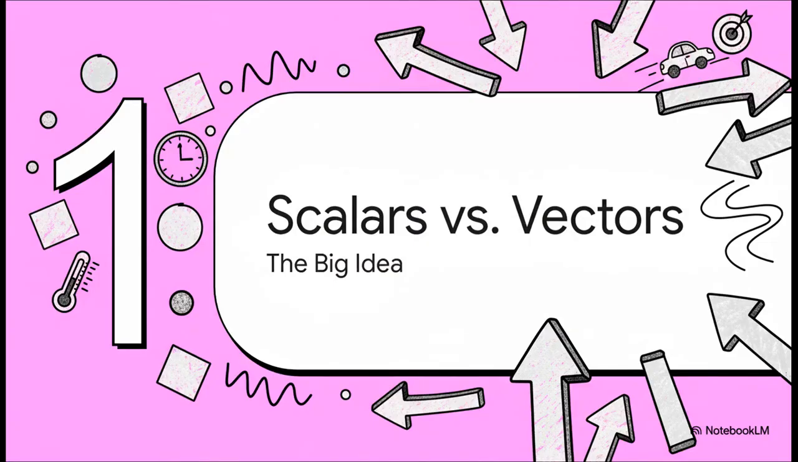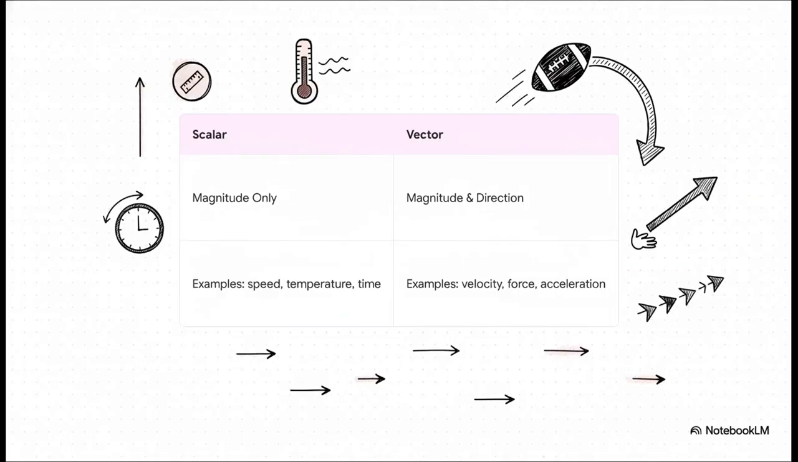To really get a handle on this, we need to meet two key players in the world of physics and math. On one side, we've got scalars, and on the other, the star of our show today, vectors. Look at it this way. Your height is a scalar. It's just a number, a magnitude, let's say 1.6 meters. That's it. Simple. But that football pass? That's a different story. It's not just about the power of the kick. That's its magnitude. It's also about the direction. And that combo, magnitude plus direction, is what makes it a vector.